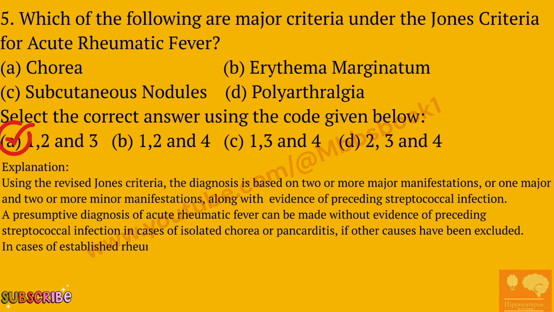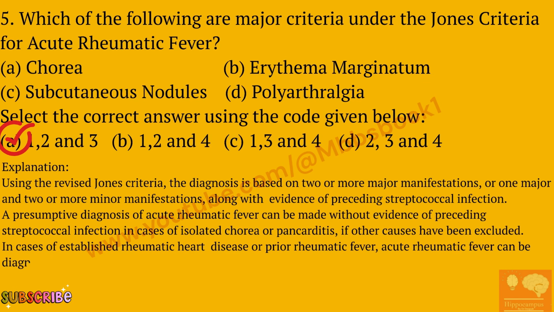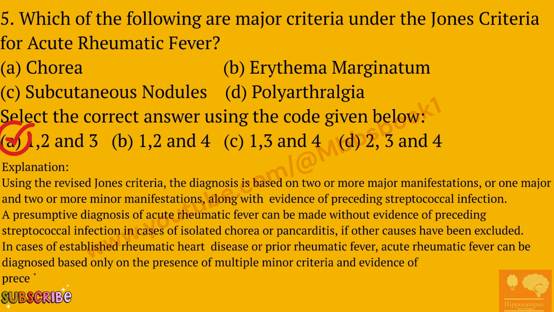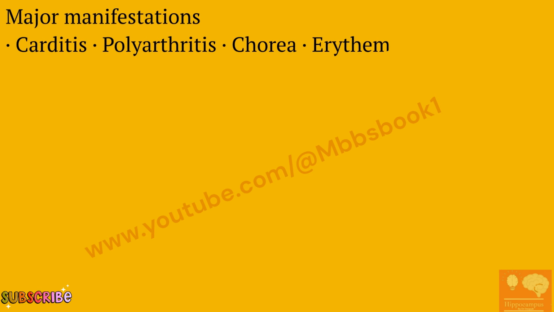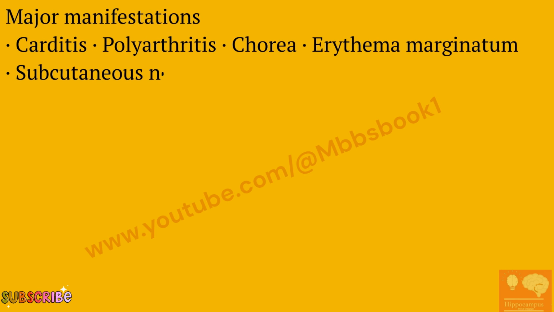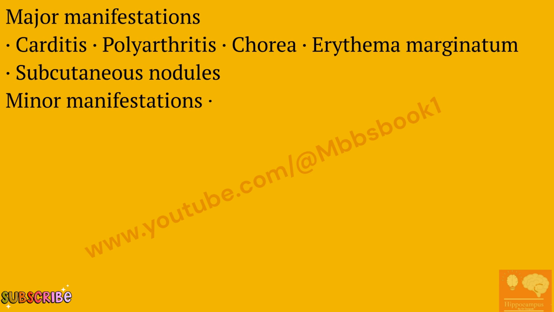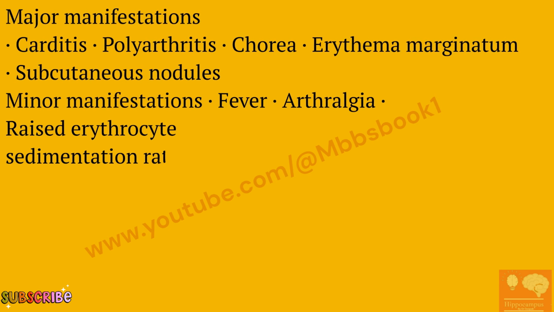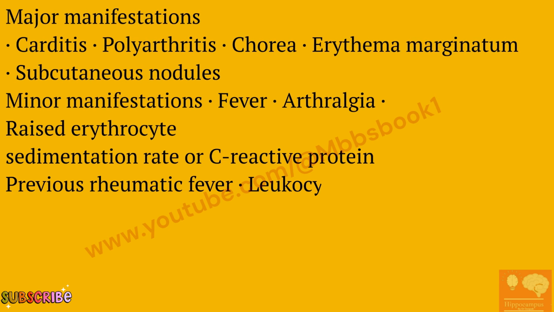In cases of established rheumatic heart disease or prior rheumatic fever, acute rheumatic fever can be diagnosed based only on the presence of multiple minor criteria and evidence of preceding group A streptococcal pharyngitis. Major manifestations are carditis, polyarthritis, chorea, erythema marginatum, subcutaneous nodules. Minor manifestations are fever, arthralgia, raised erythrocyte sedimentation rate or C-reactive protein, and previous rheumatic fever.